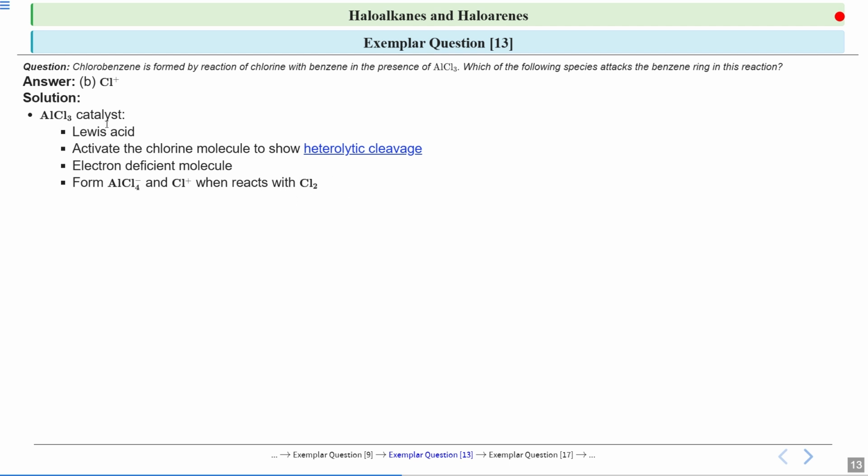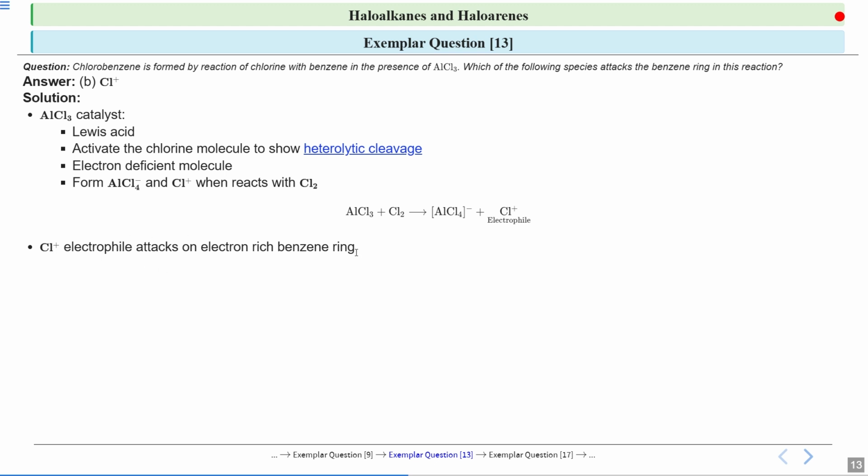So AlCl3, when it reacts with the chlorine molecule, because we are doing the chlorination of the benzene ring, right? So that chlorine molecule when reacts with the AlCl3 catalyst, you will get AlCl4 minus and Cl plus. Cl plus here is going to be present as an electrophile. So AlCl3 will react with the chlorine molecule. You will get AlCl4 minus plus Cl plus. Cl plus is an electrophile here.